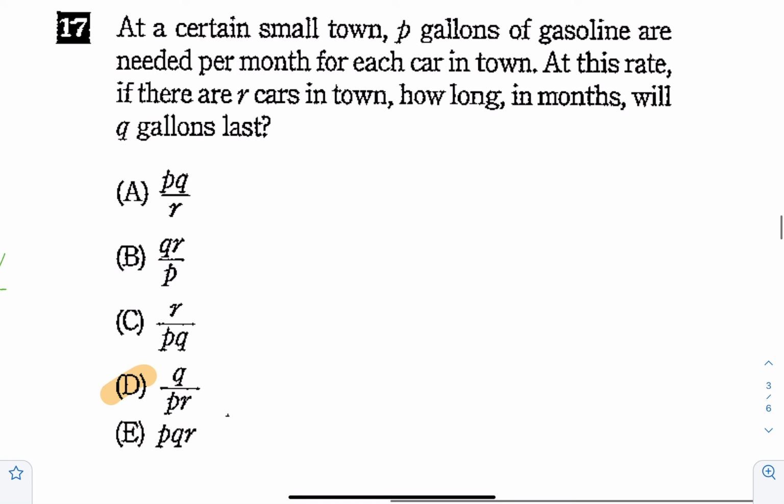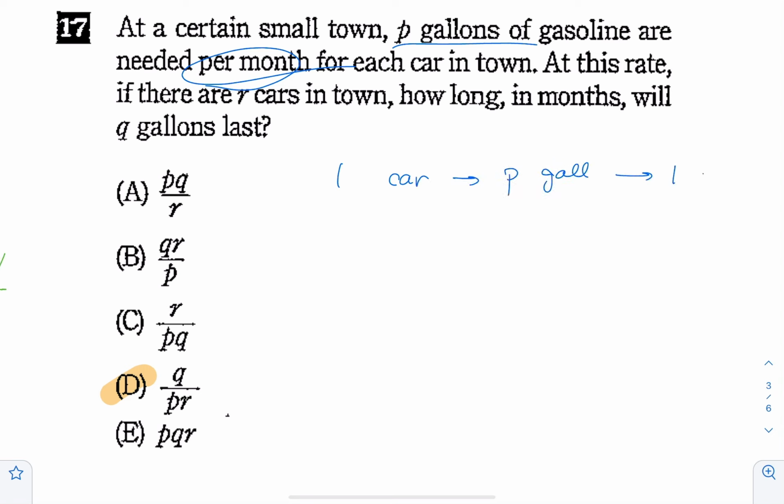Next, for number 17, at a certain small town, P gallons of gasoline are needed per month for each car in town. At this rate, if there are R cars in town, how long in months will Q gallons last? So here, you need P gallons per month for each car. So 1 car, you need P gallons in 1 month.